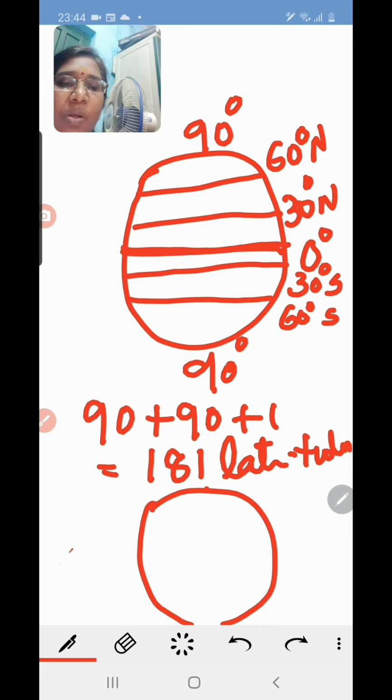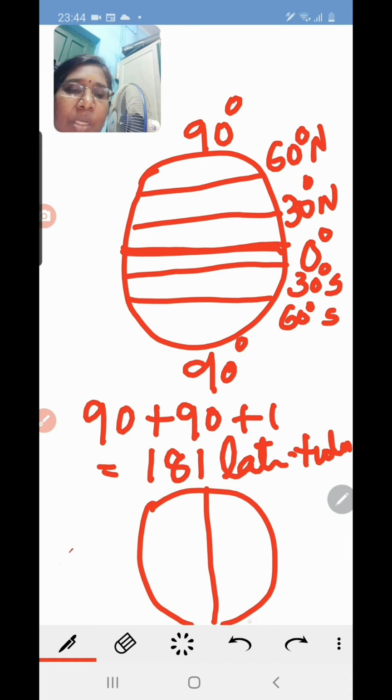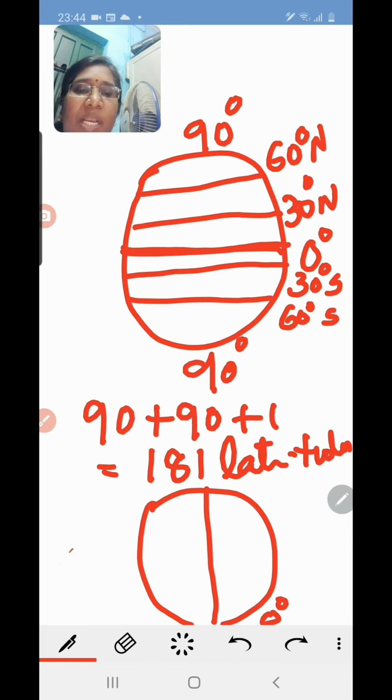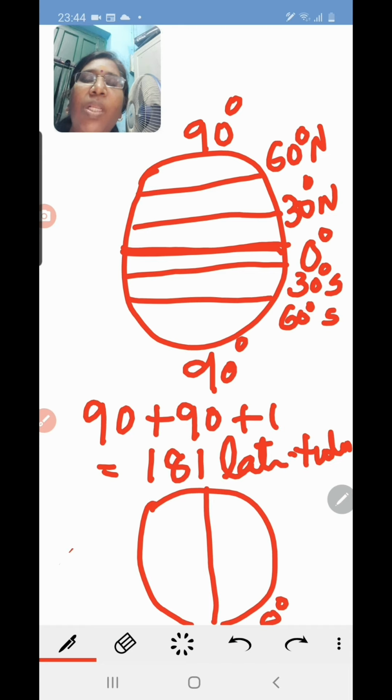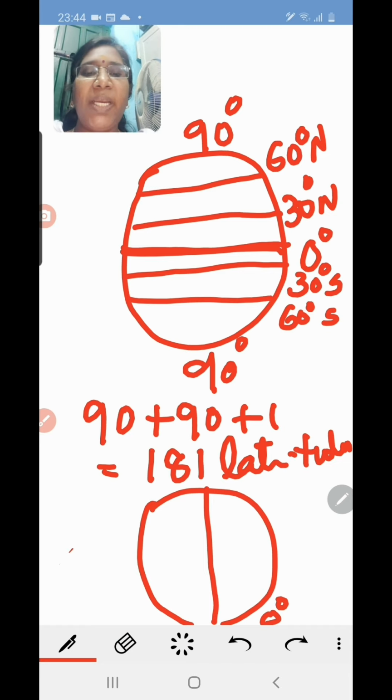See the 0 degree longitude. The 0 degree longitude is also known as the prime meridian or Greenwich line. There are a number of lines which are drawn from the North Pole to the South Pole. These are together known as meridians. Now, how many meridians are there?